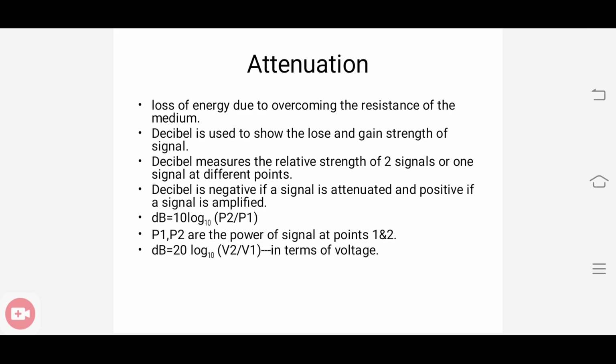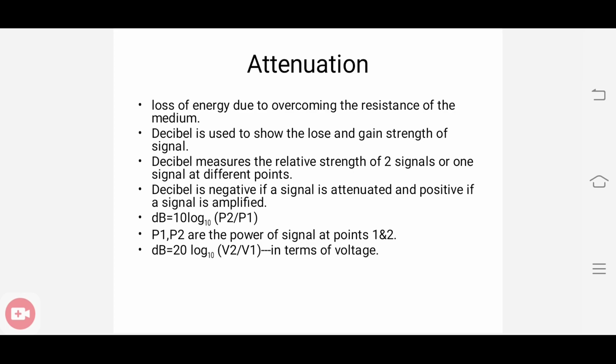How can the decibel be expressed: dB is equal to 10 log base 10 P2 by P1. What is P2? The power of the signal at point 2. And P1 is the power of the signal at point 1. Also, this decibel can be expressed in terms of voltage. So dB is equal to 20 log base 10 V2 by V1, where V2 is the voltage level at point 2 and V1 is the voltage level at point 1. So attenuation means a loss of energy. I think you understood.